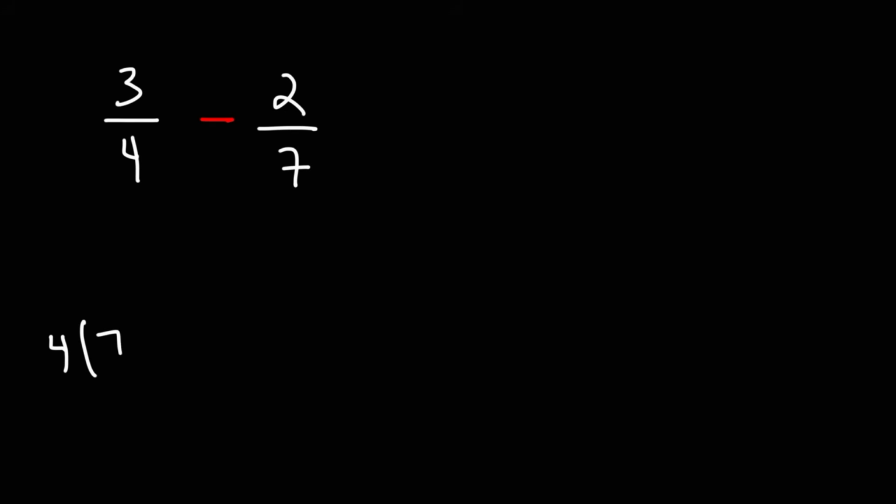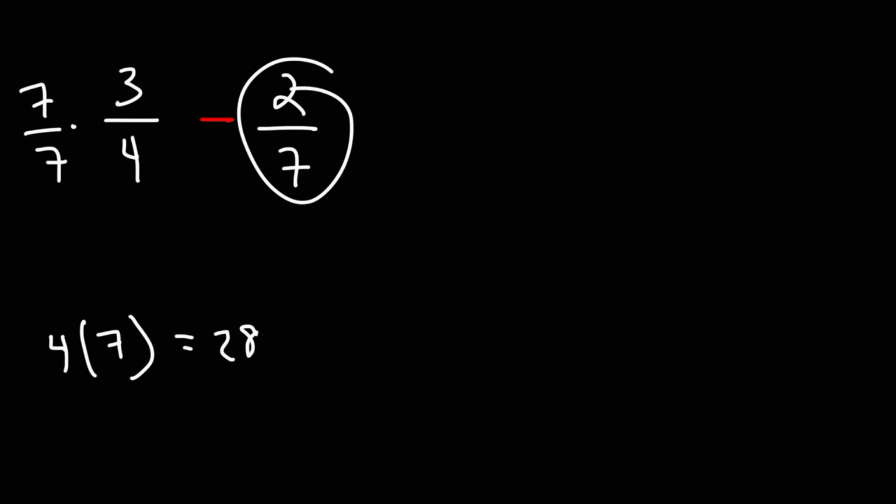One way to quickly get a common multiple of 4 and 7 is simply to multiply the two. 4 times 7 is 28. So we want to get a common denominator of 28. So we're going to multiply this fraction by 7 over 7. And we're going to multiply this fraction by 4 over 4.